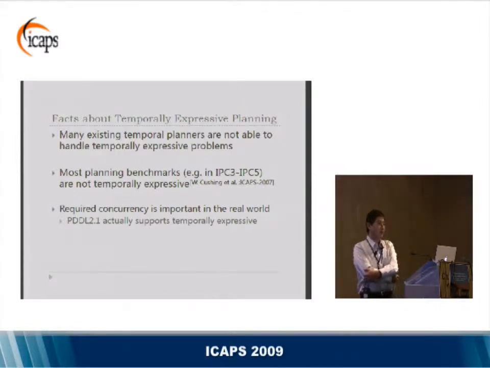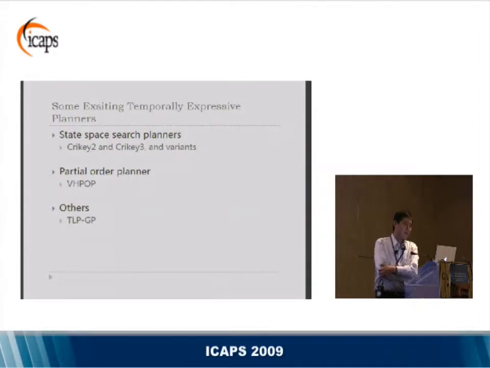But required concurrency is obviously very important in the real world. Many problems we can imagine do require concurrency. For example, for the P2P network problem I'm going to introduce today, to serve a lot of files, you do need to upload and download files at the same time. So concurrency is very important. There are some existing temporally expressive planners. This list is not the most up to date; there are more recent works. These are just some examples. For example, in state space search, there are Crikey 2 and Crikey 3, some other variants, and there are partial order based planners and some other planners.